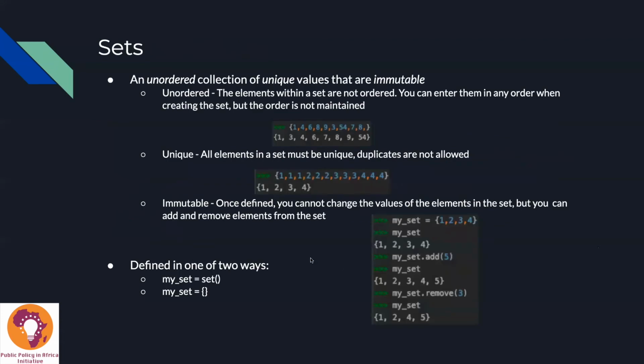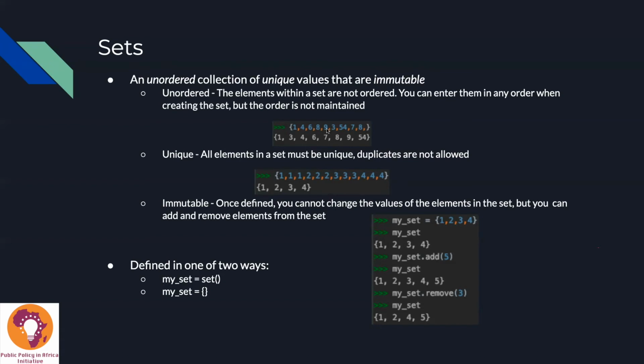Cool. All right, so we're going to start with sets. Sets are an unordered collection of unique values that are immutable. We're going to go through each of those italicized words in turn. Unordered: the elements within a set are not ordered. You can enter them in any order when creating the set, but the order is not maintained. Here I've created this set, and set notation requires these squiggly brackets.